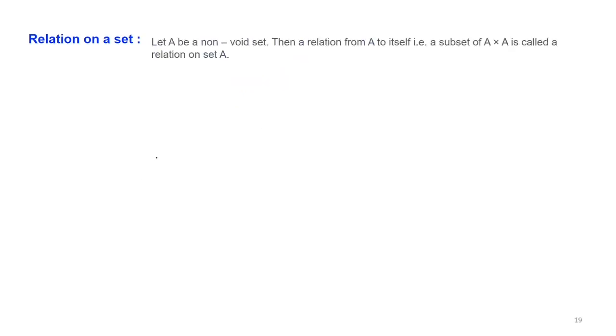Now, relation on a set. Let me consider I have only one set, which is not empty. So, I can find A cross A, and A cross A can have any subset. So, any subset of the ordered pairs of A cross A is known as a relation from A to itself. So, here is the definition.